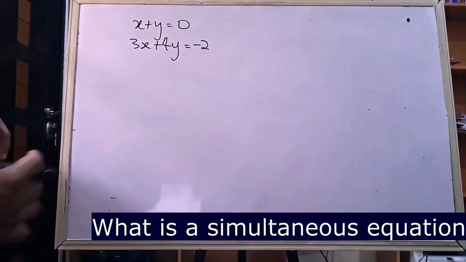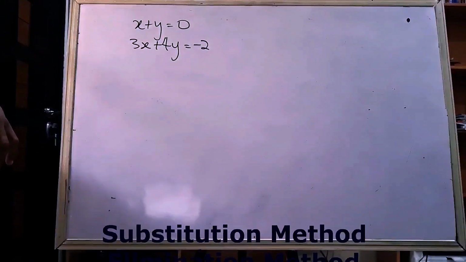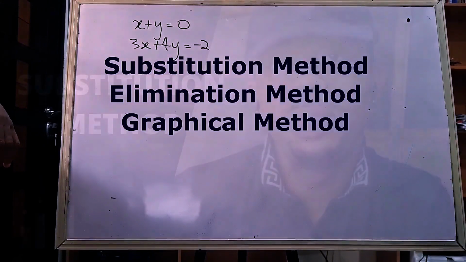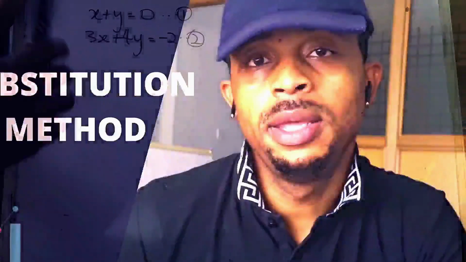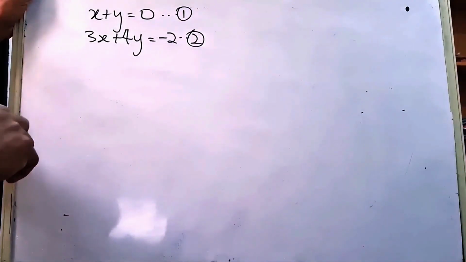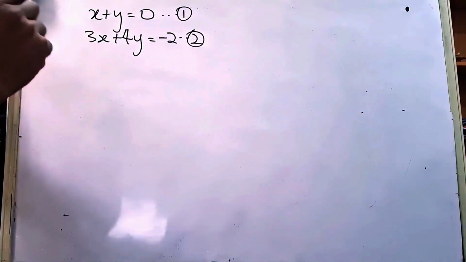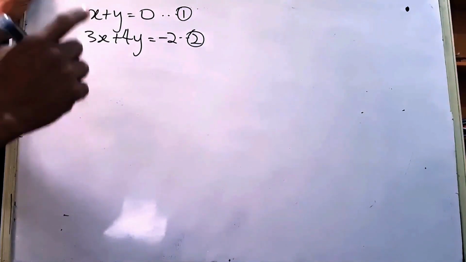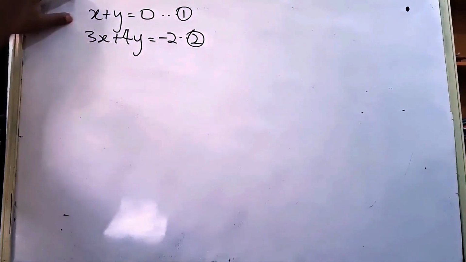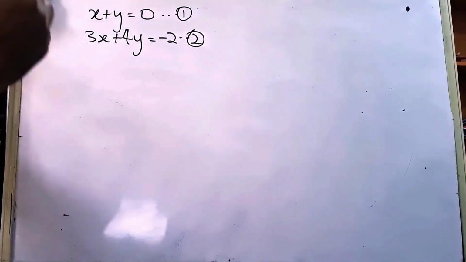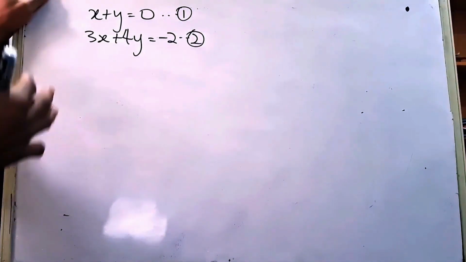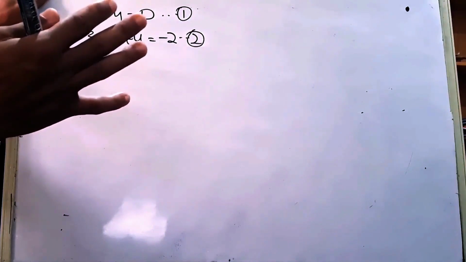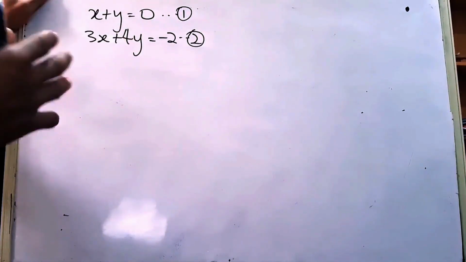There are three methods for solving a simultaneous equation. You have the substitution method, the elimination method, and the graphical method. I would advise students to use the substitution method if one of your variables has the coefficient of 1, and that variable that has the coefficient of 1 is the one you should make the subject of the formula. It's a lot easier to deal with. It removes the clumsiness of dealing with fractions in some cases.